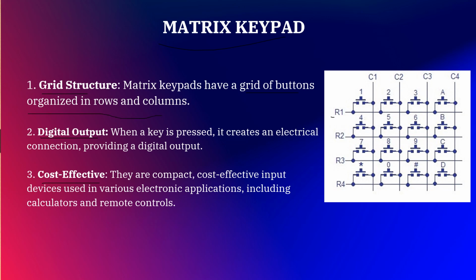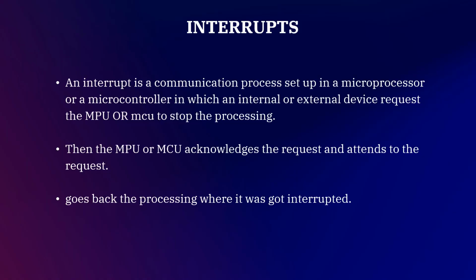We can say in a row and a column, we have a grid-like button. The second one is the digital output. When a key is pressed, an electrical connection is created, providing a digital output. It is cost effective and compatible. It is a cost effective input device used in various electronic applications, like a calculator or a remote control. The next one is interrupts.